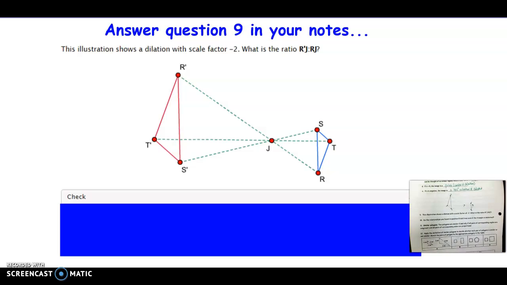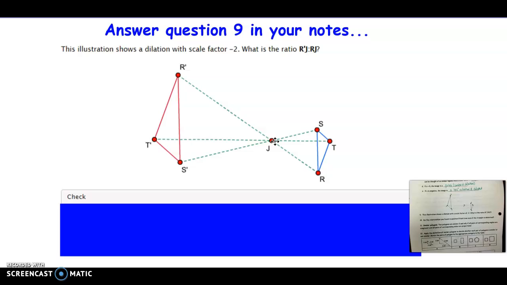All right, looking at question 9 in your notes, it says this illustration is showing a dilation with a scale factor of -2. Now, when it's asking for the ratio, remember that these are lengths. When we put 2 point names beside each other without a segment bar or a symbol of any kind, it's talking about a distance. So we're talking about the distance from R prime to J in comparison to the distance from the original point R to J.